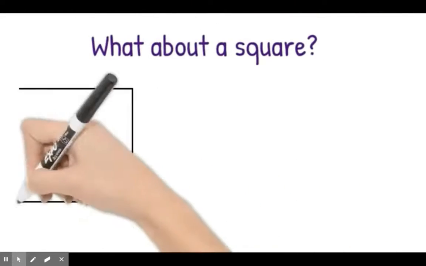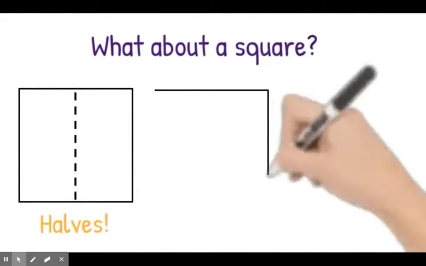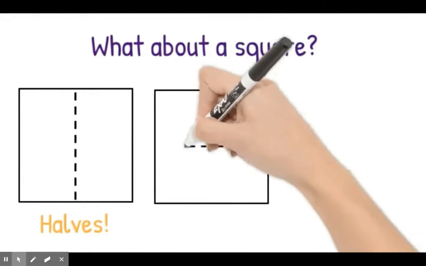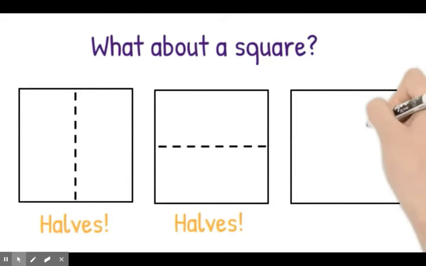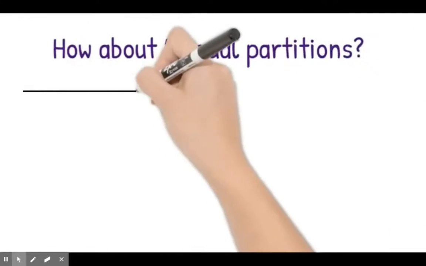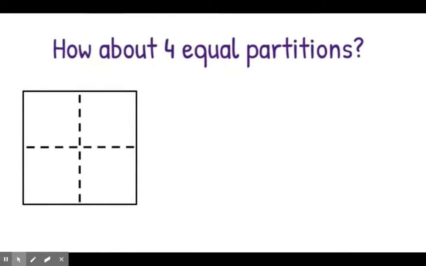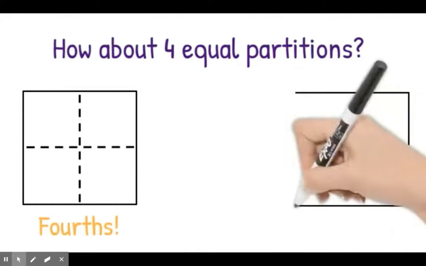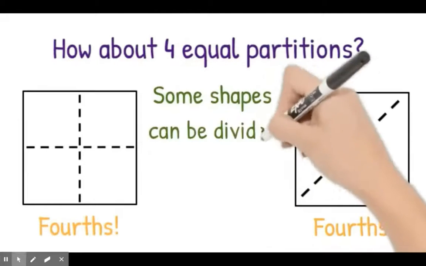What about a square? Vertical line? Yes. How about a horizontal line? Yes. Diagonal line? Yes. All 3 have 2 equal partitions, halves. How about 4 equal partitions? Cutting a square in half and in half again makes fourths. Sometimes we use the word quarters. Some shapes can be divided more than one way.